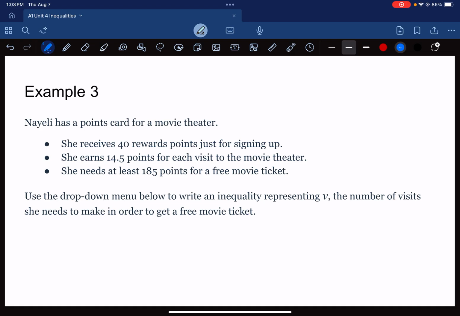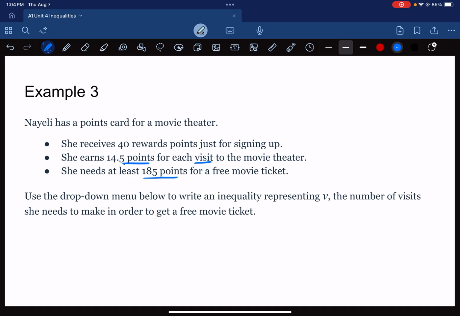Nayeli has a points card for a movie theater. She receives 40 reward points just for signing up. She earns 14.5 points for each visit to the theater. So this is per visit. So that's probably good to know. So this is points per visit. This is just plain old 40 for signing up. She needs at least 185 points.